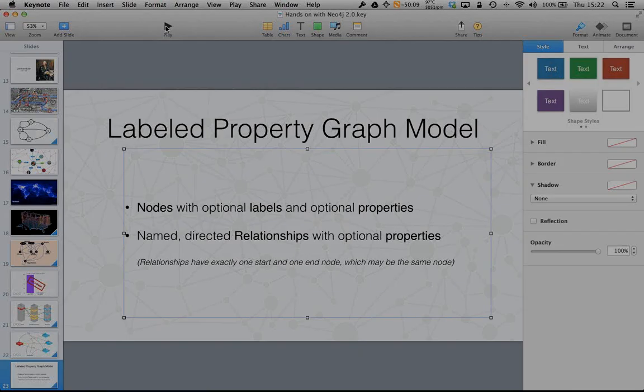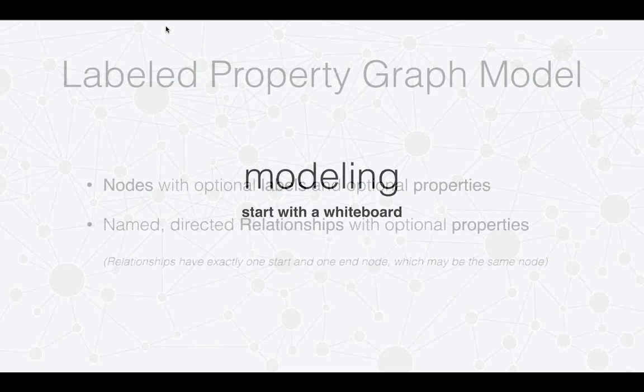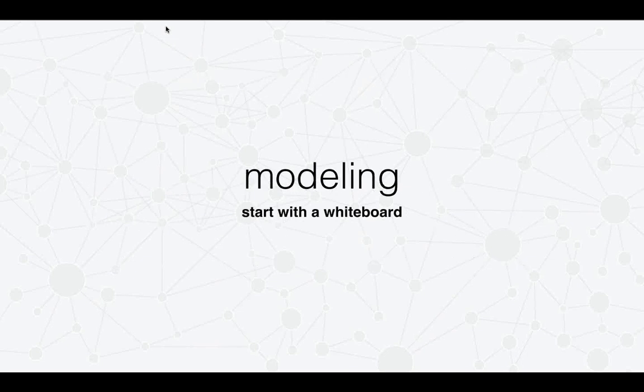And this is the essence of Neo4j's property graph model. So we have nodes with labels, and those nodes can contain properties. We have relationships, which are named, directed, and they can contain properties too. One of the constraints we impose in Neo4j is that relationships can't dangle. They always have a start node and an end node, and they can loop back to the same node if you so choose. So, given those modeling primitives, how might we begin to model a domain?